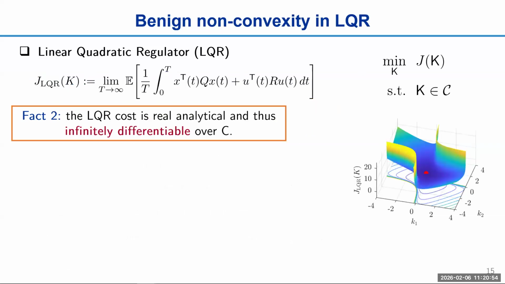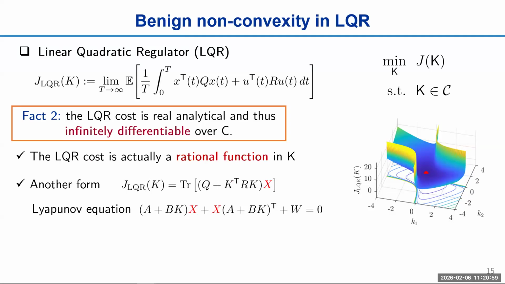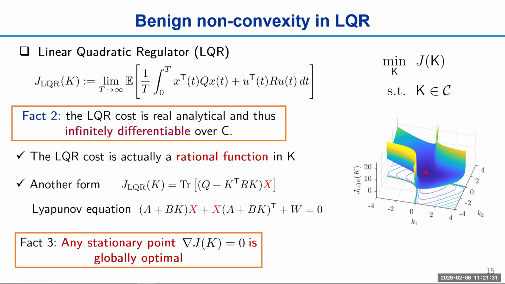The second fact is that the LQR cost is real analytic, and you can take as many derivatives as you like. In particular, you can write down the LQR cost as a rational function of the policy parameter K. This is the original definition, and by Lyapunov theory, you can write down the cost in terms of a new variable X, and X comes from a Lyapunov equation. This is just a linear equation with fixed K. So X will be a rational function of K. You just solve this, plug in, and overall the cost will be a rational function of your policy parameter K. So you can take as many derivatives as you like.